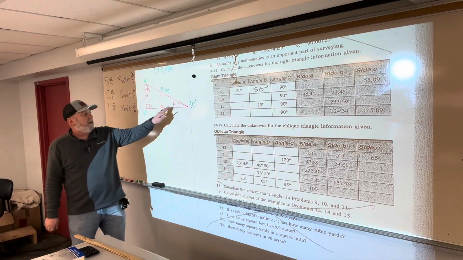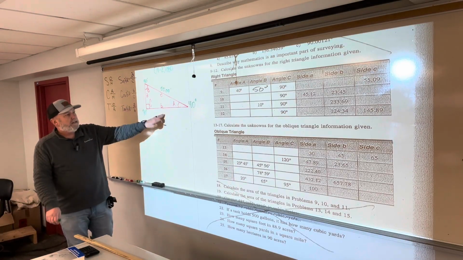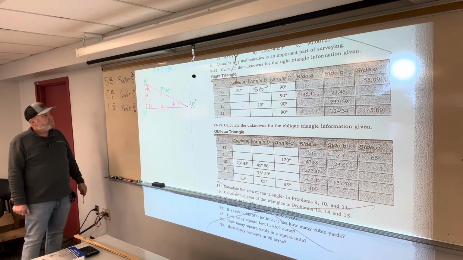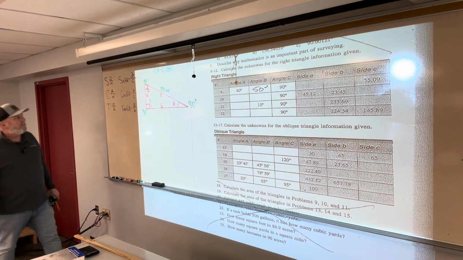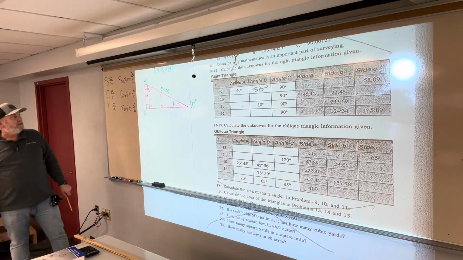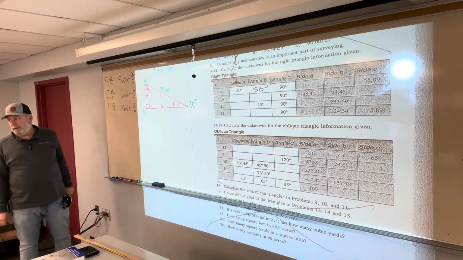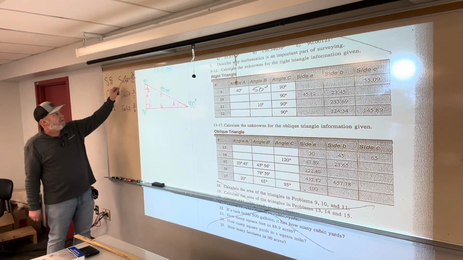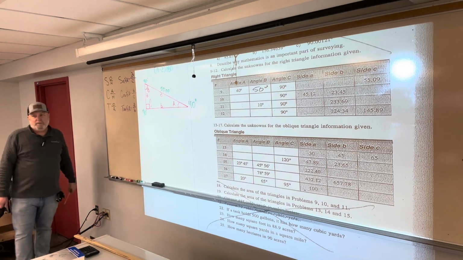Let's focus on using angle A, 40 degrees here. We need to find side A, we need to find side B. What do I have? What do I know? I have angle A, and I have side C. I want to find side A. I'm sorry, I want to find A. I have C, and I know what the sine of that angle is.